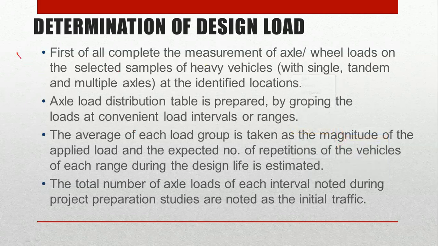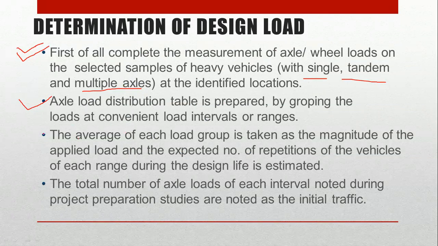So first we need to find out the maximum wheel load by considering the type of vehicle, and whether it is a single wheel vehicle, tandem wheel vehicle, or multi-axial vehicles that are moving. So which type of vehicles are moving on the road surface, that we need to determine first here. So after that, the axial load distribution table is prepared. It means the load distribution table has been prepared after calculating the number of vehicles which are moving.